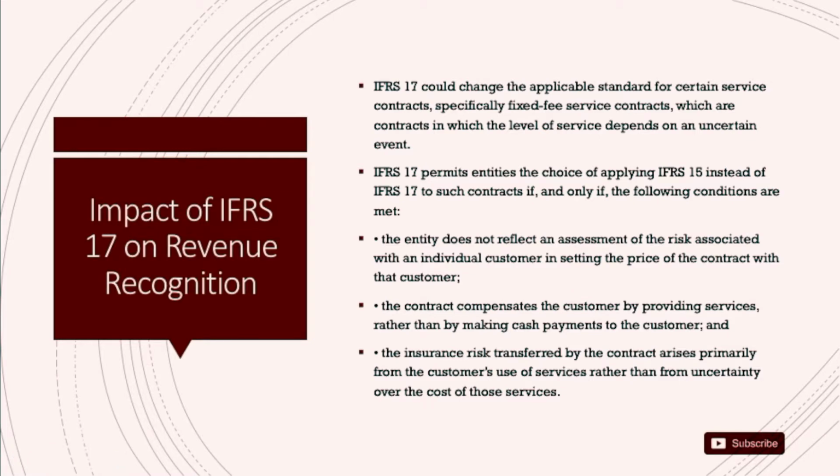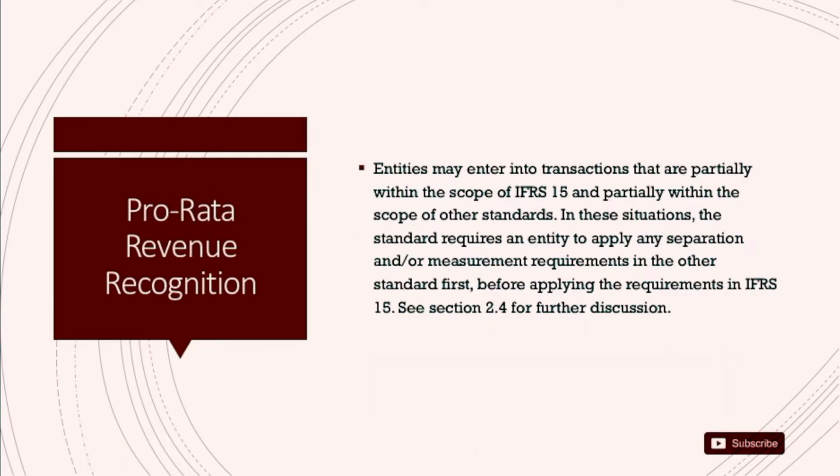So if all the conditions are satisfied, the entity has an option to record it under IFRS 17 or under IFRS 15. The pro rata revenue recognition: the entity may enter into a transaction which may be partially within IFRS 15 or outside the scope of the IFRS standards. Then in such a case, the standards require the entity to separate those operations or separate the measurement of income from those sources and to apply the requirements of other IFRSs before applying IFRS 15. So this is the requirement for bifurcation.